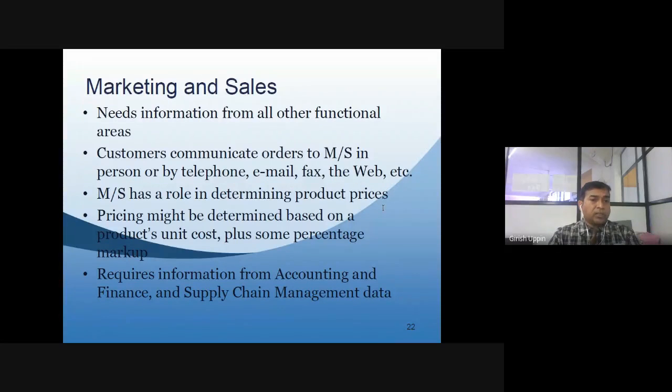And marketing and sales has a role in determining the product prices. So these are the people who will decide the prices of the product. Pricing might be determined based on the unit cost plus some percentage markup, whatever the margin plus the actual unit cost. Based on that, they will decide the pricing. It requires information from accounting and finance and supply chain management. So these people will require data from accounting and finance, and also from the supply chain management.